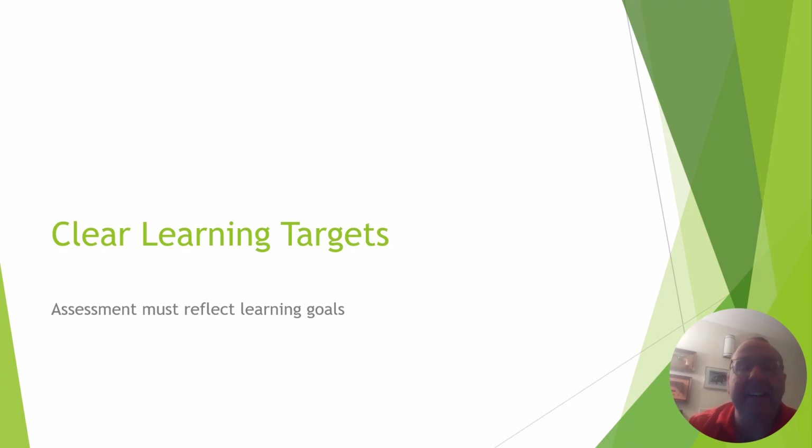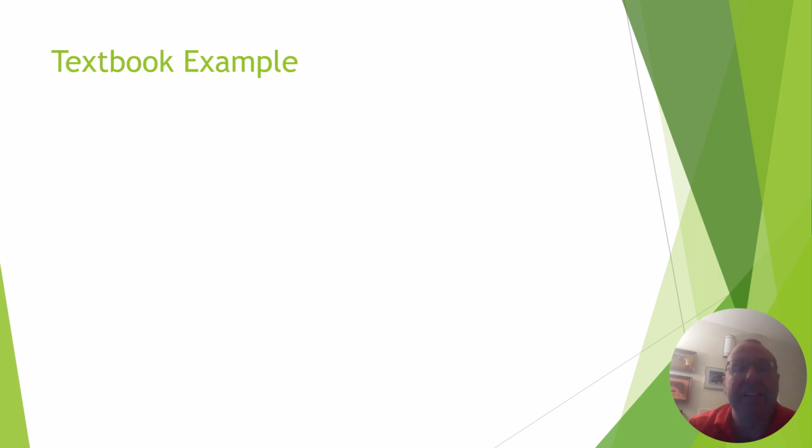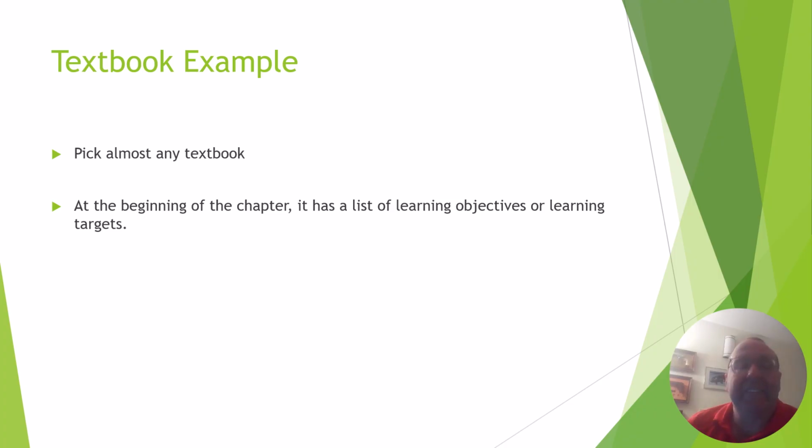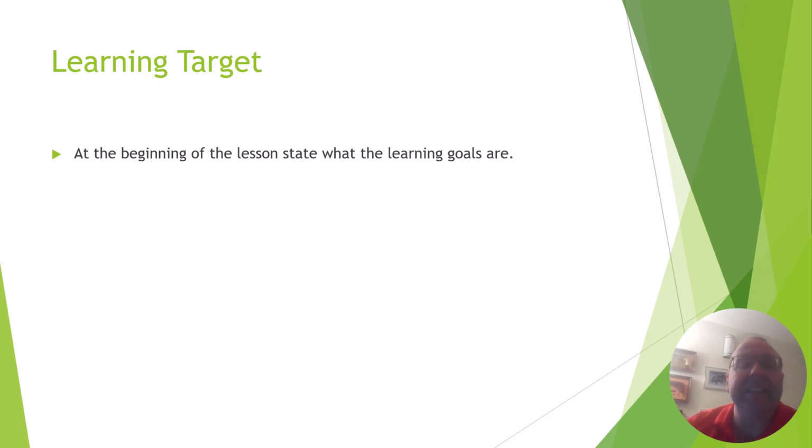Clear learning targets. Part of the assessment is making sure you have clear learning targets. You have to know what to assess. For example, if you pick up any textbook, it's a biology textbook, but the point is, I'm just using it as an example of a textbook. Pick any textbook. At the beginning of each chapter, it has a list of learning objectives or learning targets, so the student knows what to focus on. So the student doesn't get distracted by less important details.